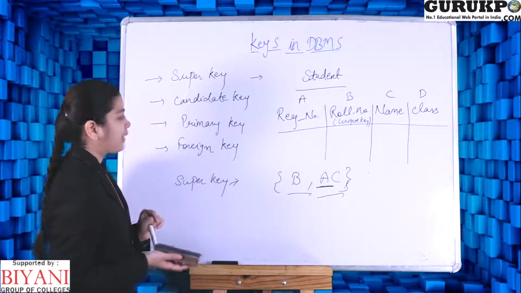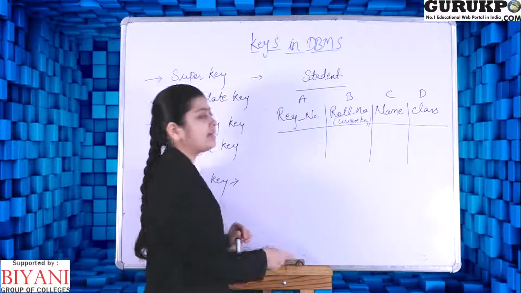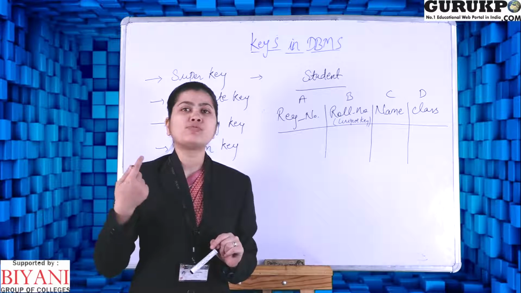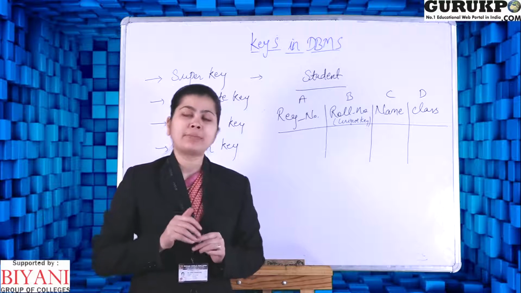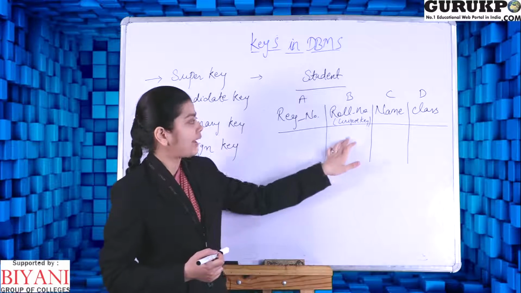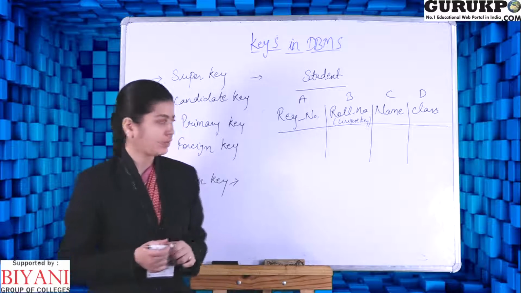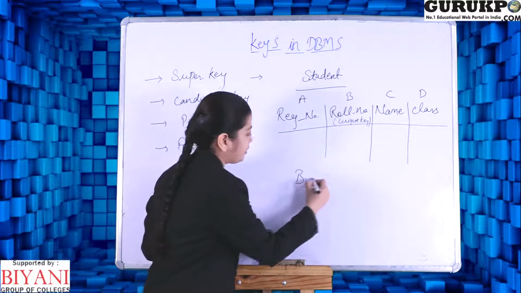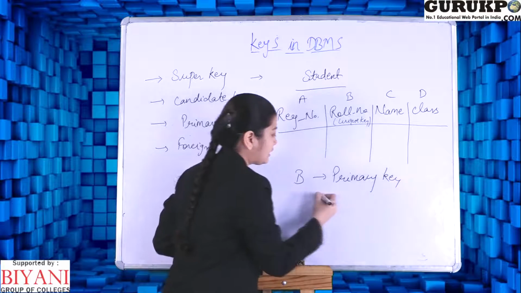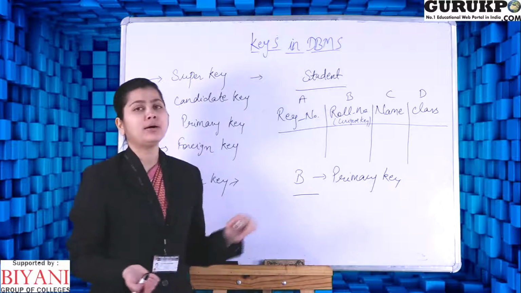So the next key is primary key. Primary key is a key which can uniquely identify each and every record of a table, and primary key is a single key. The condition of primary key is that it is only one in a particular table, and also primary key is not null. We do not take primary key as null, because primary key must be filled with some value. So here B, roll number, is a primary key. By using this single key, we can uniquely identify each and every record of our table.